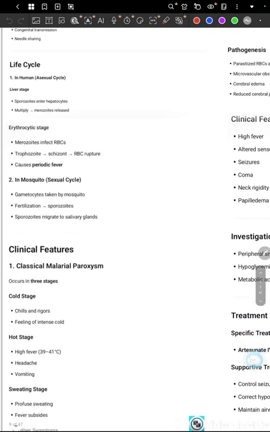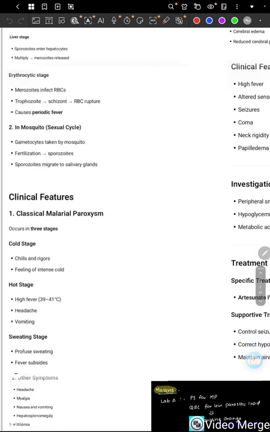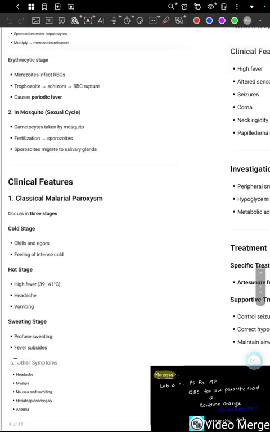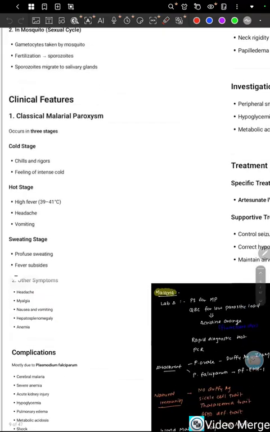The clinical features are the classical malarial paroxysm that occurs in 3 stages. So there is a cold stage, hot stage, and a sweating stage. In the cold stage, there is chills and rigor, feeling of intense cold. In the hot stage, there is a high grade fever, 39 to 41 degrees Celsius, headache, vomiting. In the sweating stage, there is profuse sweating, and fever subsides. And other symptoms are the headache, myalgia, retroorbital pain, nausea, vomiting, hepatosplenomegaly, and anemia.